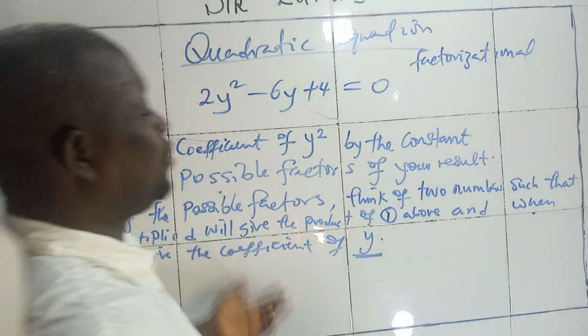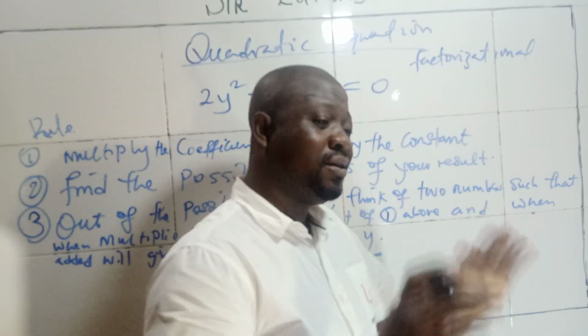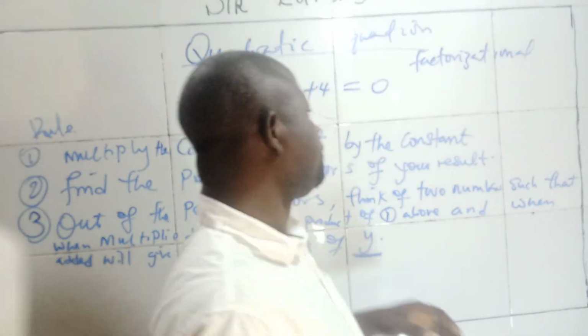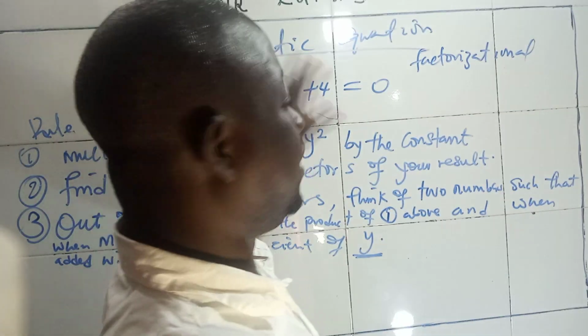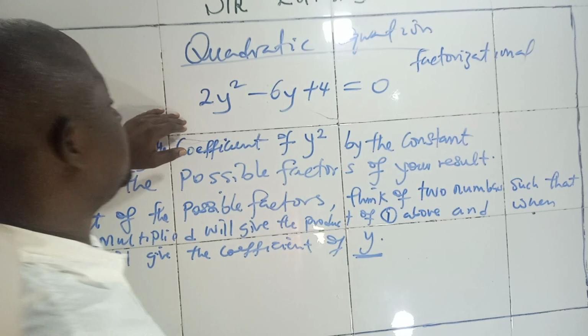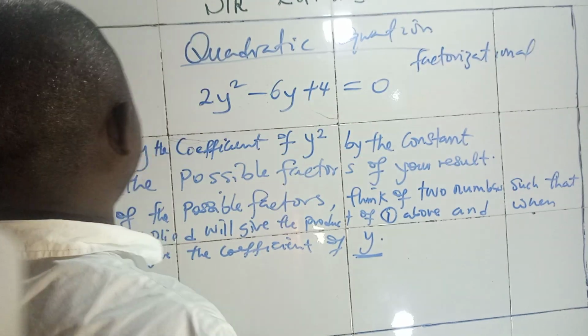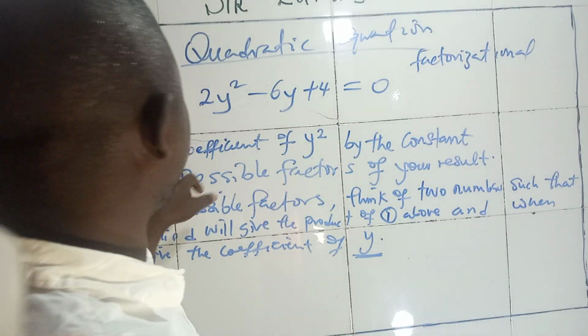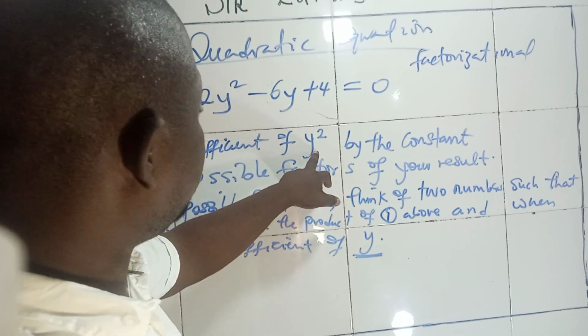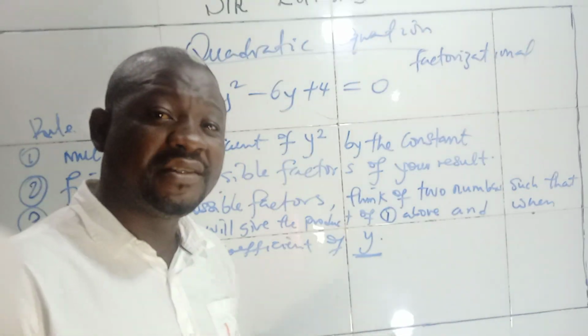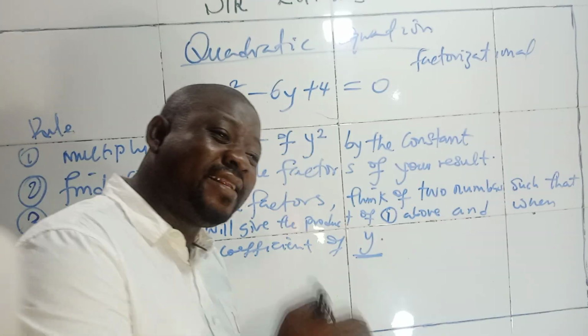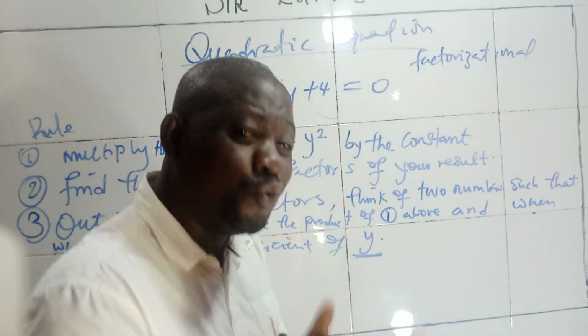You know what, you don't need all these stories in mathematics. Just know what you are doing, you are good to go. In all the stories I've written here now, see the way I'll just break it. This is the equation. The rule is multiply the coefficient of y squared. What is the coefficient of y squared? I've told us coefficient is a number that is standing beside an unknown.